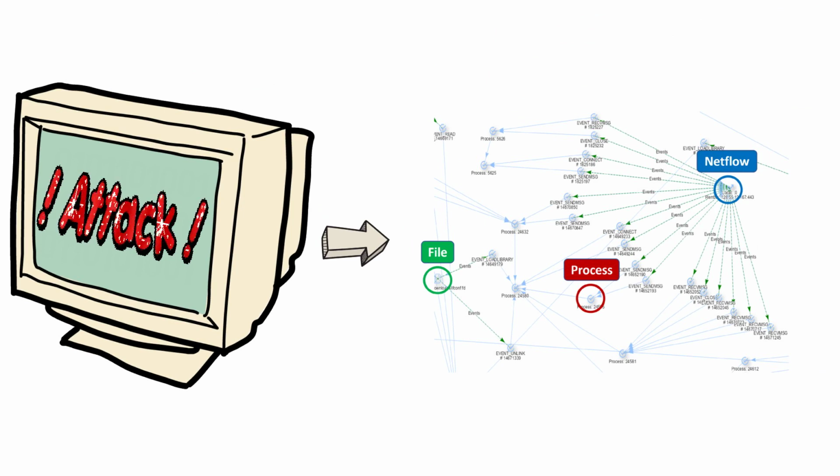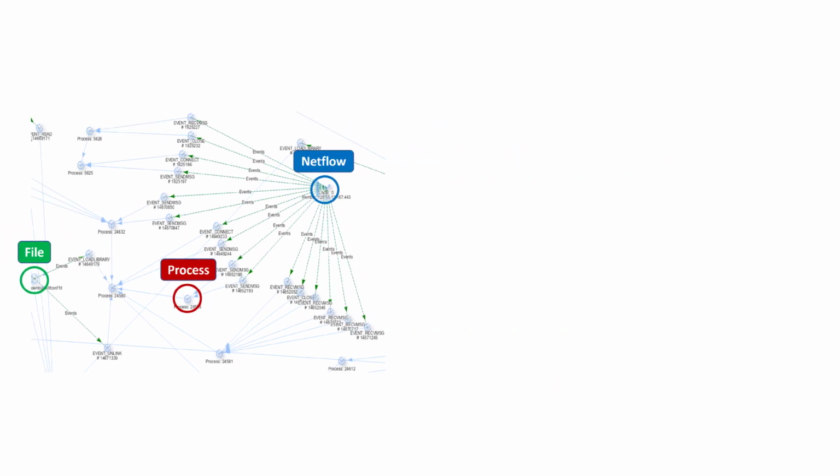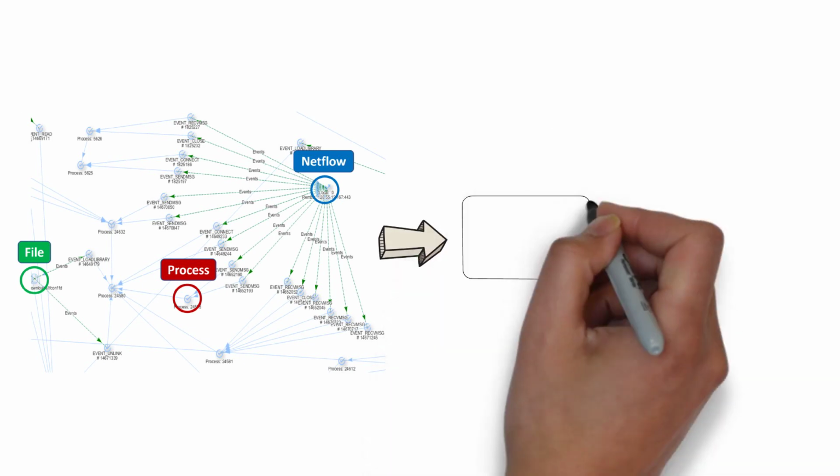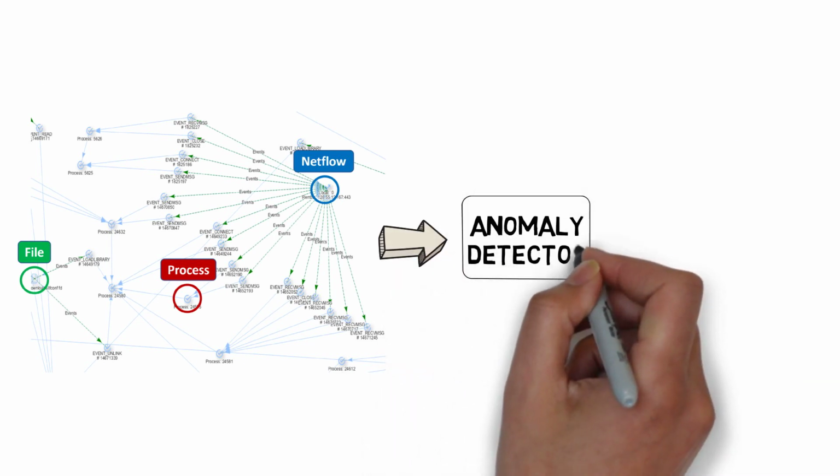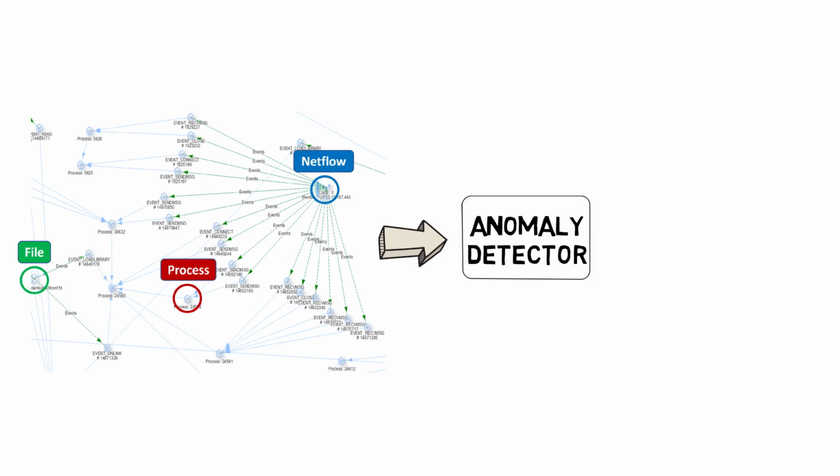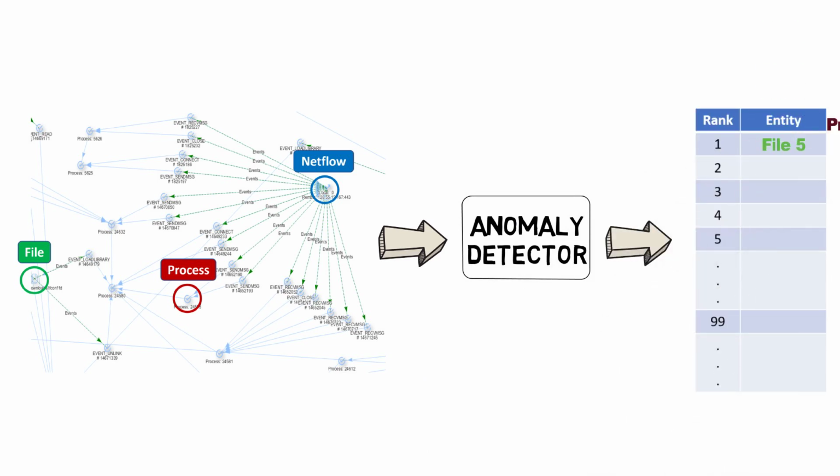Each entity is represented by a feature vector containing different types of event counts. The entities are then passed to an unsupervised machine learning algorithm called an anomaly detector. The anomaly detector computes a score for each entity, where a higher score is assigned to the potentially malicious entities. This scoring mechanism gives a ranking over all the entities.